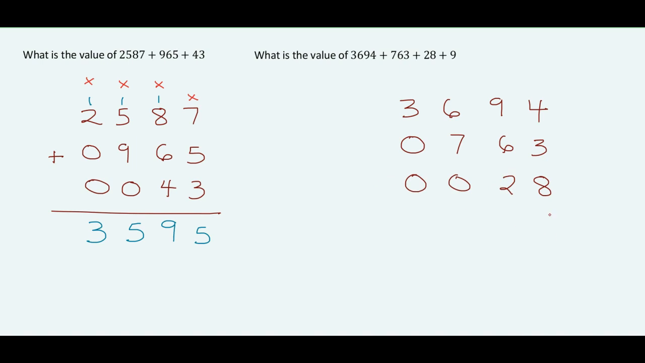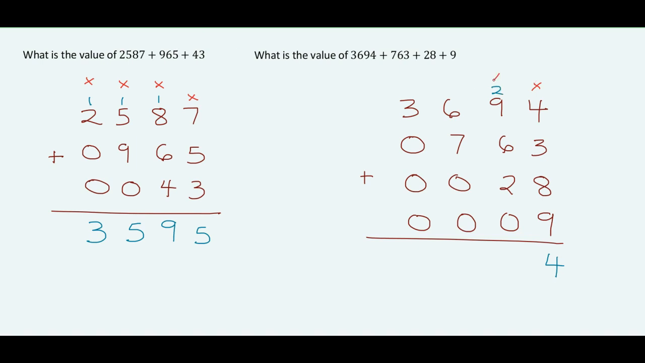And then we have 9. So that's just in the ones. 0 in the tens, 0 in the hundreds, 0 in the thousands. And then we add these numbers together. Let's start from the right hand side. 4 plus 3, 7, plus 8, 15, plus 9, 24. So we have a 4 here, we bring up a 2.